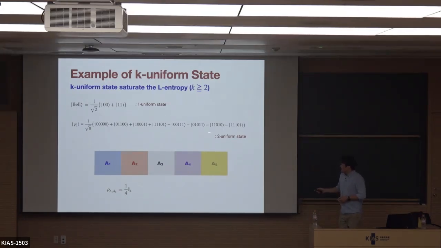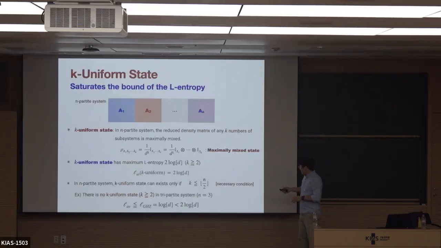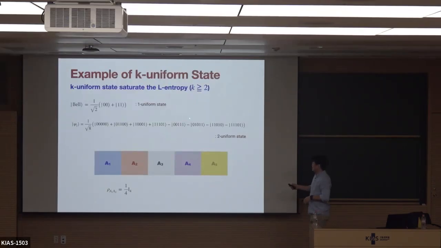And then, for example, this is a 2-uniform state, meaning that this is a five-party system, so 5 over 2, the floor is 2, and 2 equals 2, but even though it's the equality case, you can easily find such a state. So this is a 2-uniform state, meaning that you have 5 qubits, and if you choose 1 and 2 and trace out the rest of them, the reduced density matrix is the identity. You can easily prove it, or any other choice will give the identity.